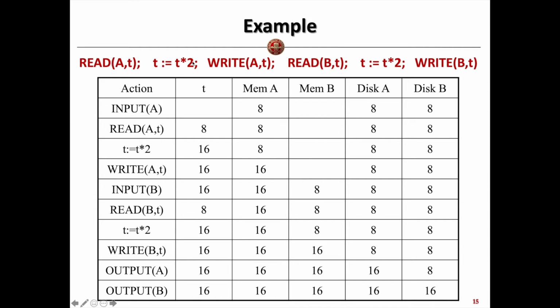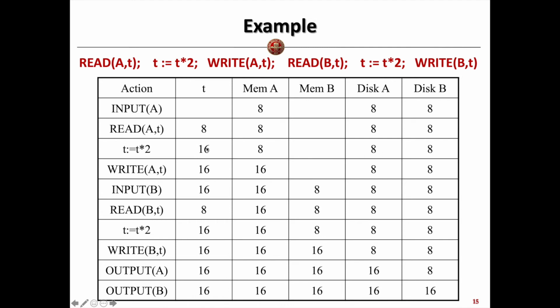And then we can do this transaction. We read A T. Via this read A T, we can assign the A value to the T variable. We assign 8 from memory A to T. The remaining are still the same. We just do this assignment from memory A to T. Then we double its value: T equals T times 2. In other words, we double the value inside the T variable. The remaining entries are still the same.